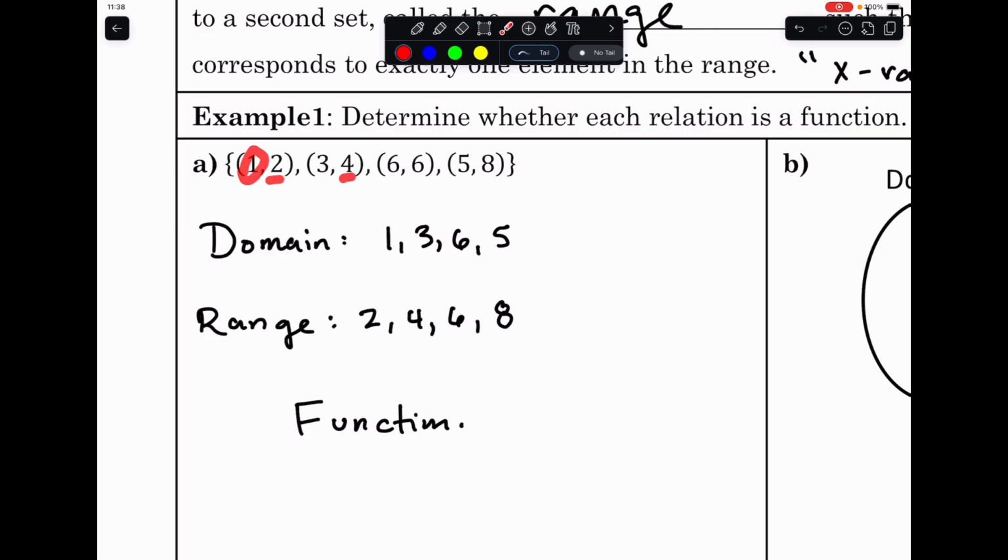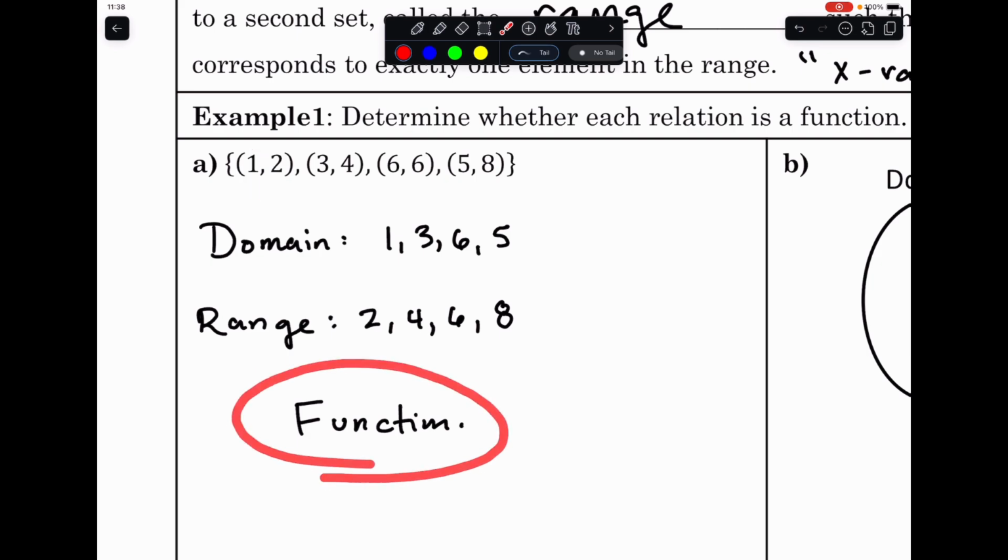So the number 1 corresponds only to the number 2. It's only paired up with 2. 3 is only paired up with 4. 6 is paired up to itself. And 5 is paired up to the number 8. So this relationship between the domain and the range has this correspondence where one element in the domain corresponds to only one element in the range. So in other words, our x values do not repeat, so this is going to be a function.